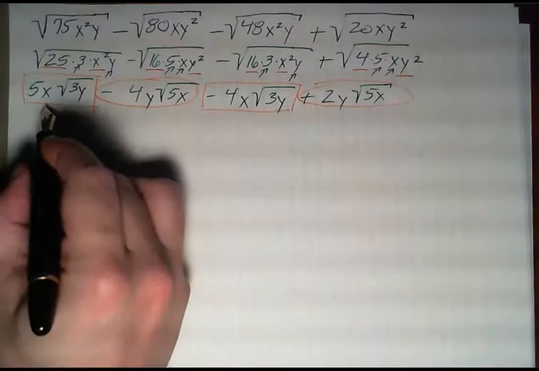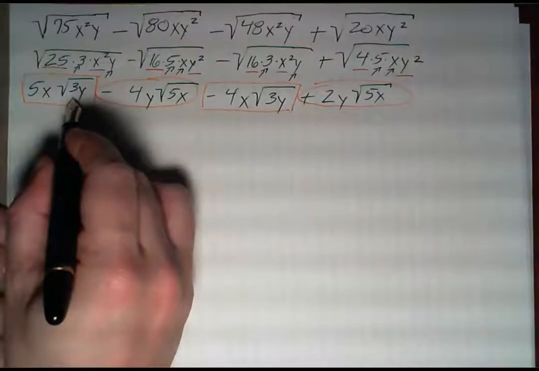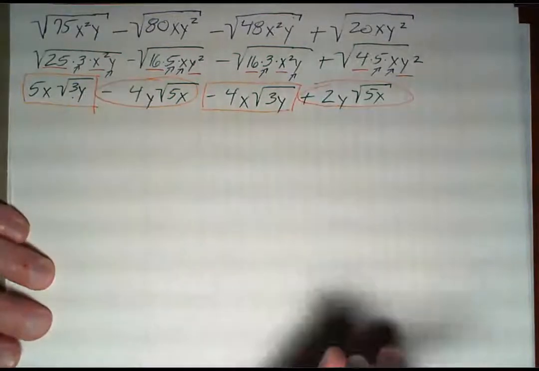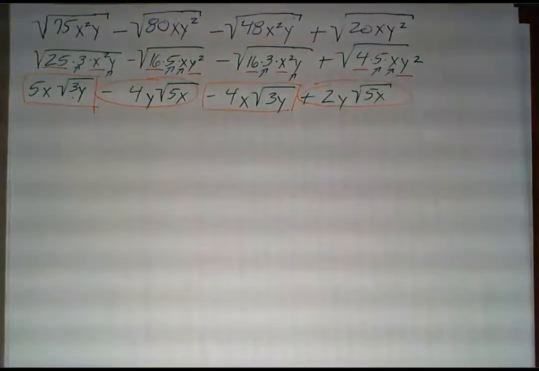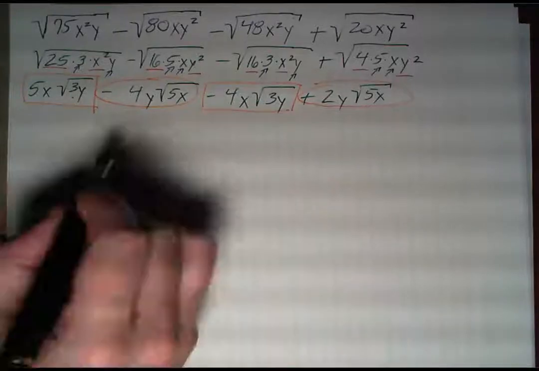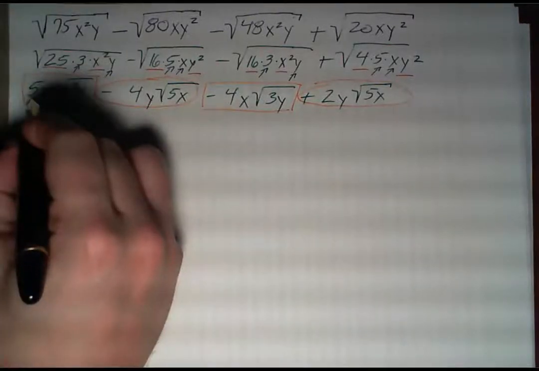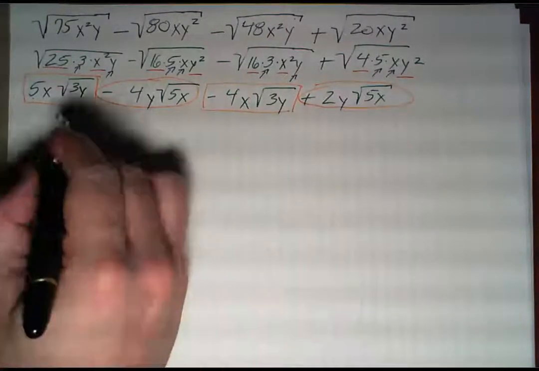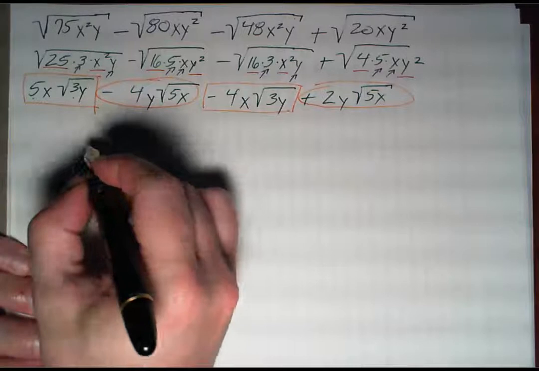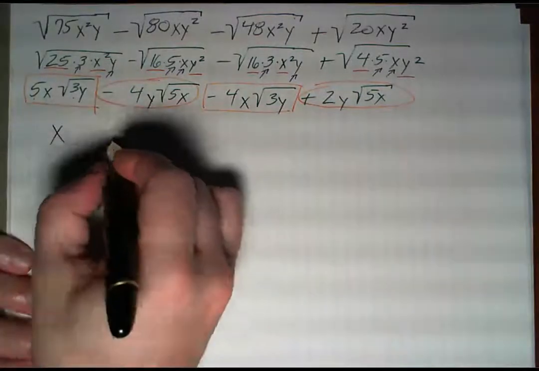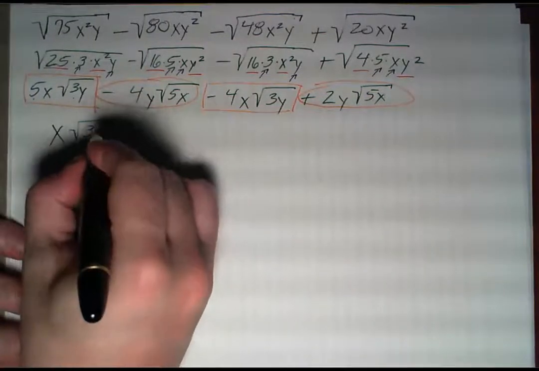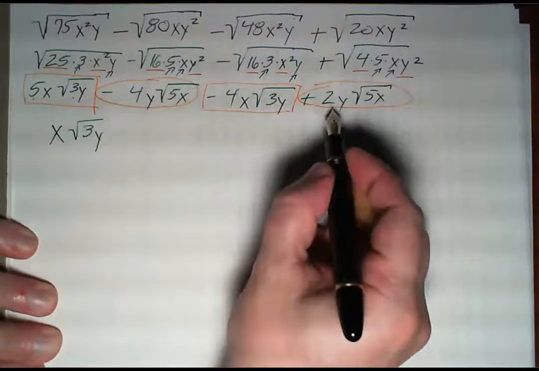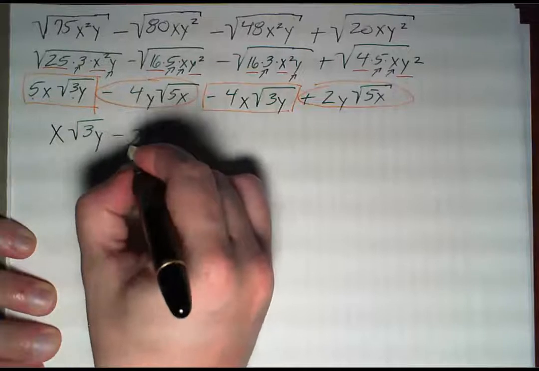In other words, 5x times the square root of 3y minus 4x square root of 3y. Now, we look at the radical portion just as an additional variable. Really, all I'm doing is subtracting 4 from 5. So 5 minus 4. Alright. Well, 5x minus 4x is just 1x. So there would be an x left over. x square root of 3y. And then look here, negative 4y plus 2y. Well, that's going to leave me with negative 2y.